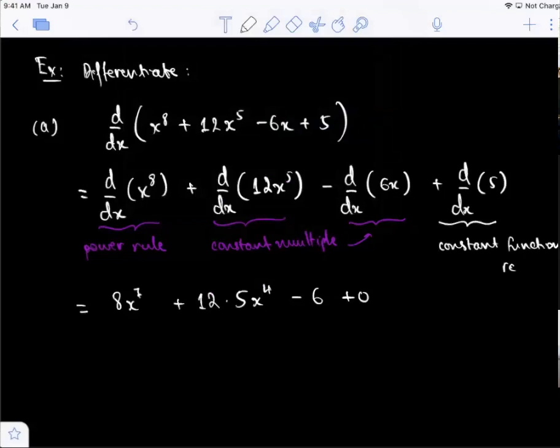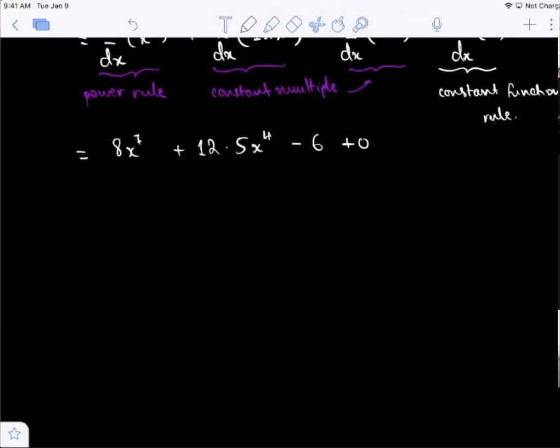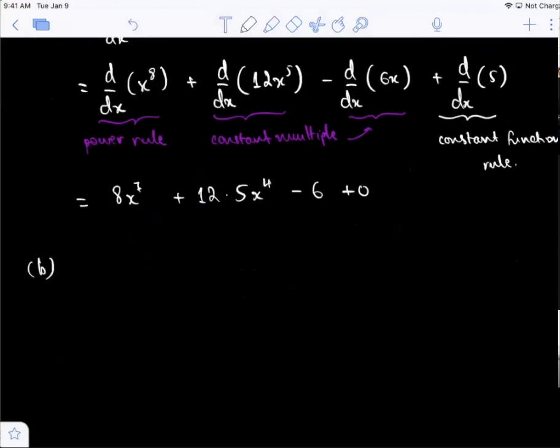Right, so I apply the constant function rule. So that's why I get the derivative equal to 0. All right, so let's do another example here. f of x equals 4 minus 3 times the square root of x.